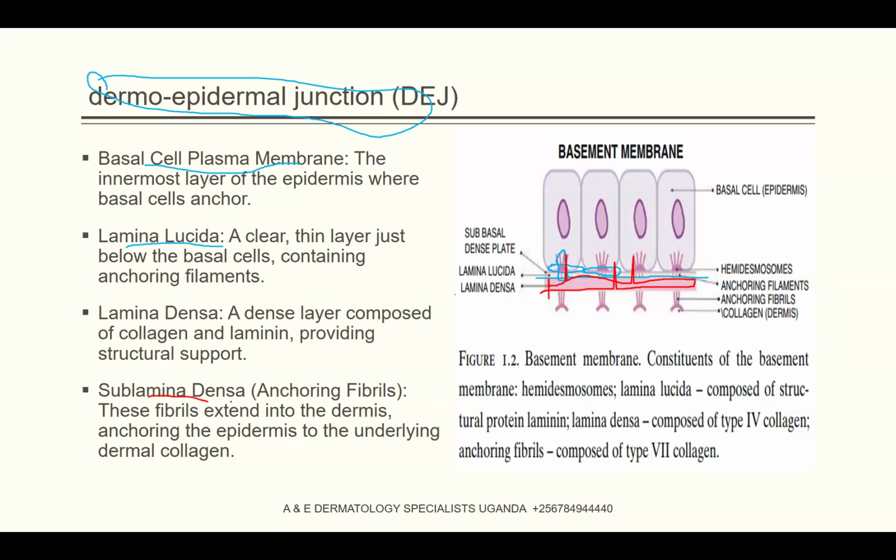Then we have what we call the sublamina densa, which is just below the lamina densa. This one also has what we call anchoring fibrils, and in this arrangement, they attach to the underlying dermis, and that is the papillary dermis. The major components of these layers we shall look at in detail, but what you have to understand here is that the major role of the dermo-epidermal junction is to anchor the dermis and the epidermis together to make sure that they can resist shear forces without peeling away.